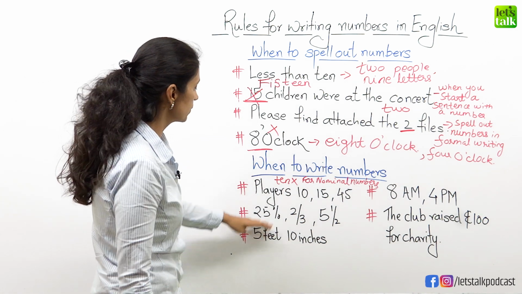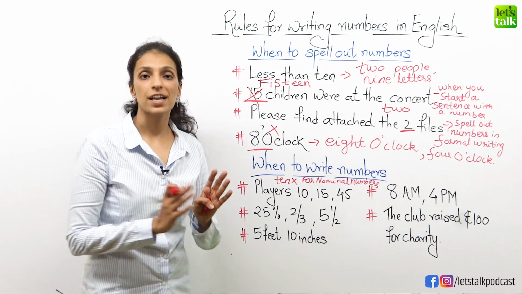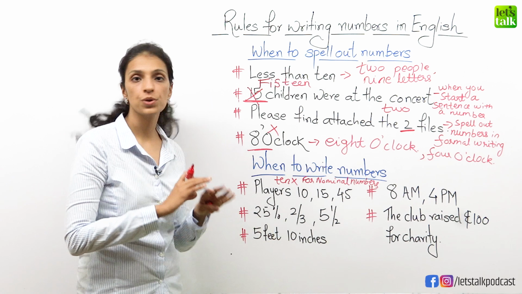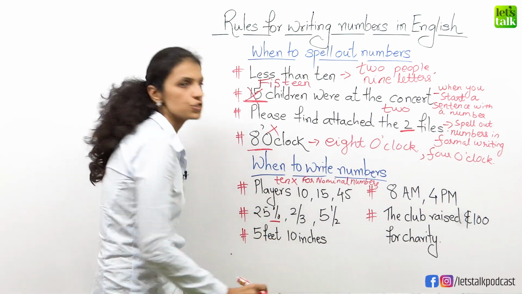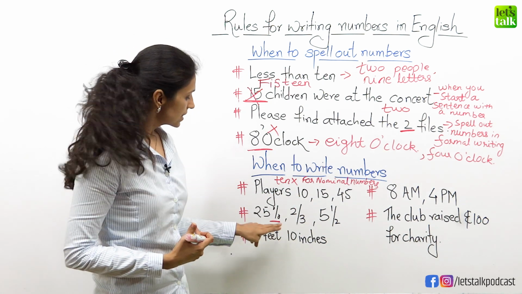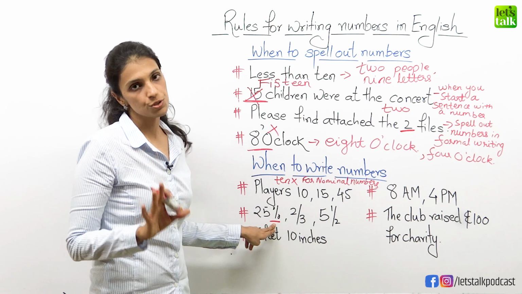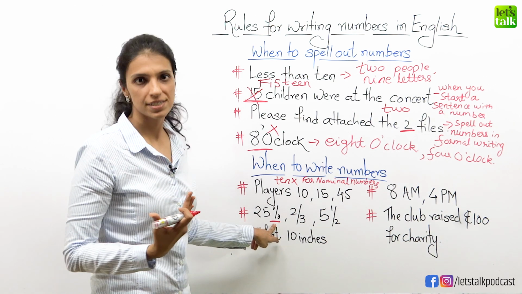Okay. Well, the next one is 25%, 2/3, 5.5. So this means for fractions and percentage you can write the whole or the numerical form. Well friends, just a small advice, if you are sending an email, it is always nice to spell out percent. If you don't, it's alright, but like I said, it is a more formal way. Spell out percent.